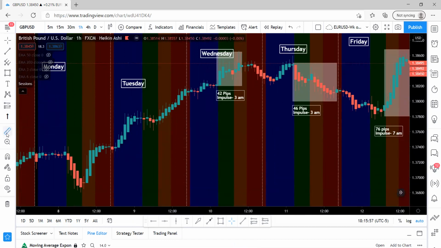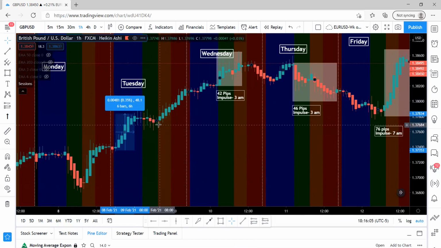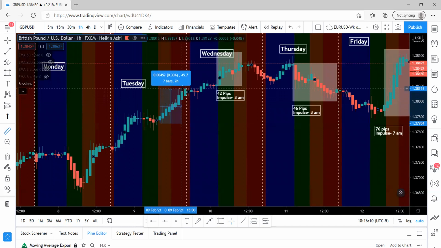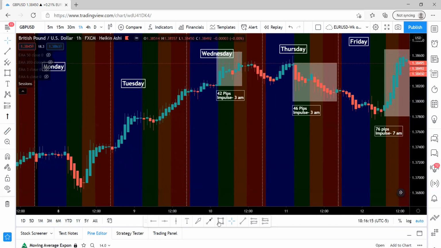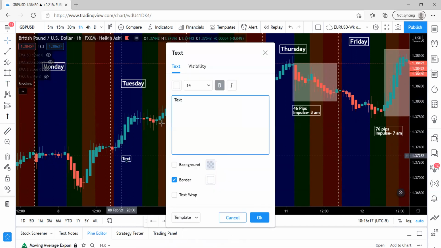So again, I'm going to take my ruler over here, and I'm going to measure this impulse move right here. This one's 48, then it consolidated, and then look, it started another impulse move. And this one was about 50 pips. So sometimes you may have that where you'll have two impulses in the same day, and that's perfectly fine. And that's something that you really want to know when you're trying to figure out when you should be trading your pair. And this one started around 1800.